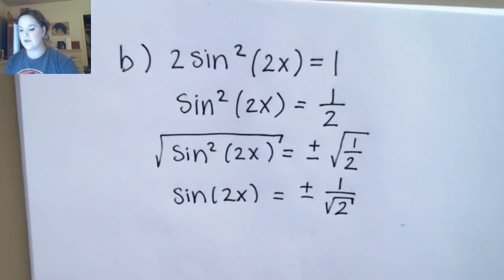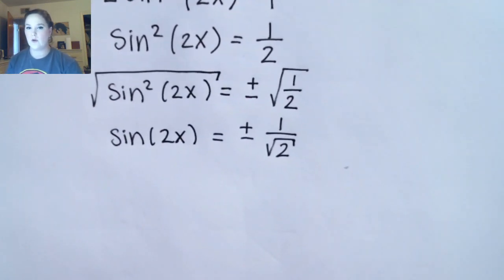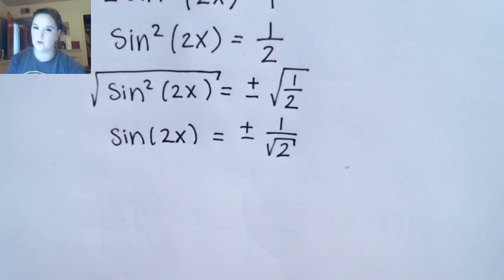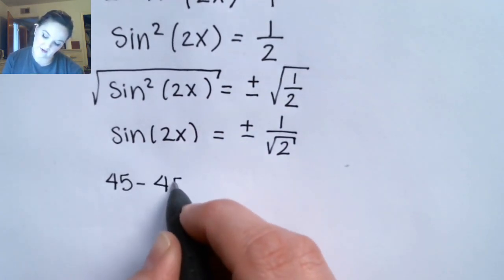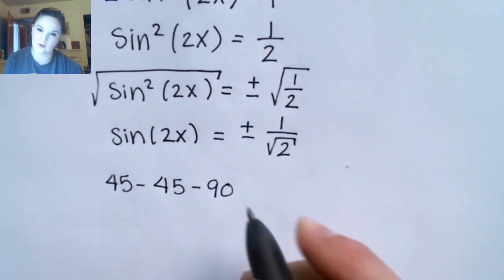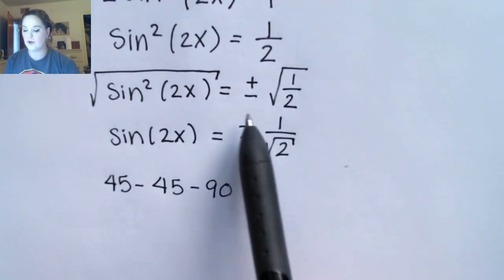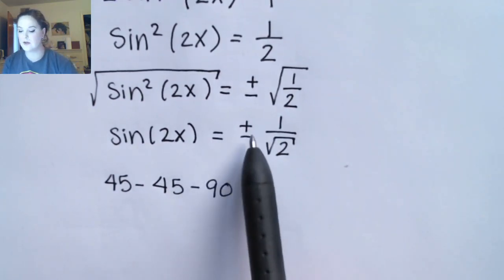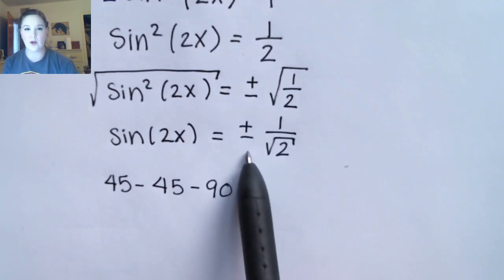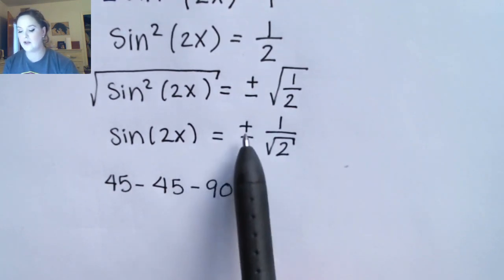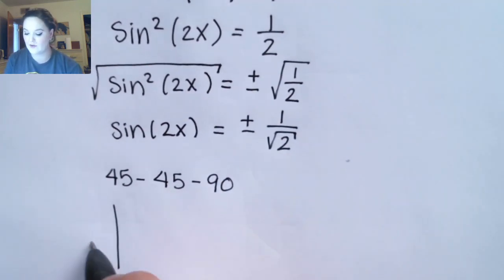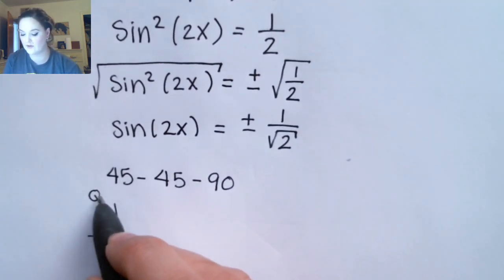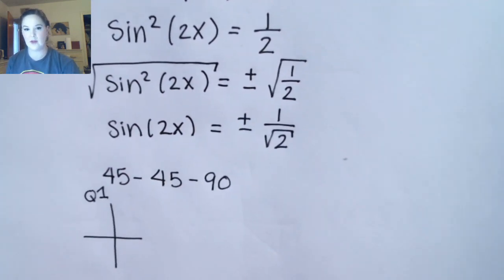And now we're ready to solve. Okay, so we're talking about 1 over root 2. Again, this is going to be the 45, 45, 90 triangle. Okay, now because we have the plus or minus, and we talked about this last time, it doesn't tell you which quadrant you're in. Okay, if sine could be positive or negative, that means you could be in any of the 4 quadrants. So let's just look at the first quadrant first.